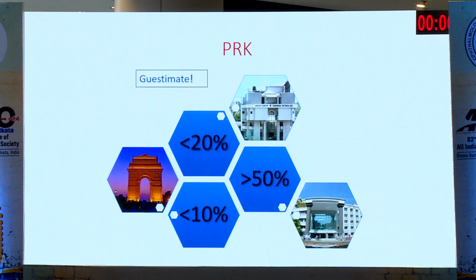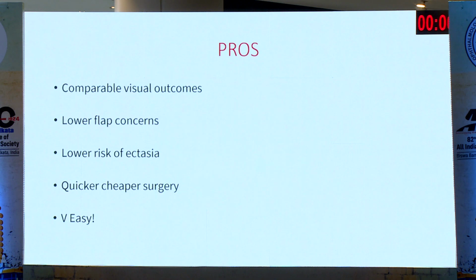So the pros of PRK is that it gives comparable visual outcome as LASIK or SMILE. It has no flap, because there is no flap in PRK. Lower risk of ectasia because you are ablating less, so you are securing the corneal biomechanics post-operatively. Quicker and cheaper recovery, although it takes 4 days to get good or settled vision, but still in the long run it works very well, and there is no learning curve, you can say, in PRK.